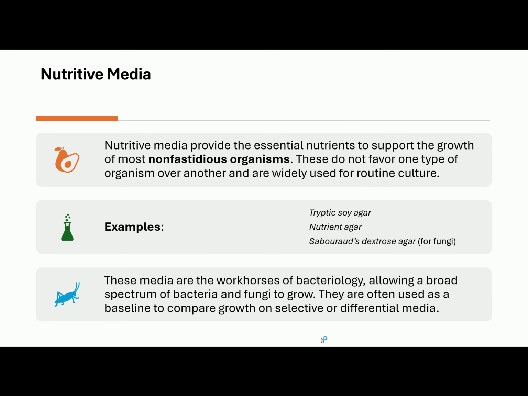Let's go to the second group, the nutritive. So this supports most bacteria, class. So ito yung pinaka-routine. These are the routine media that are usually used in the laboratory. They grow the majority of your bacteria. They do not favor one type of organism over another and are widely used.